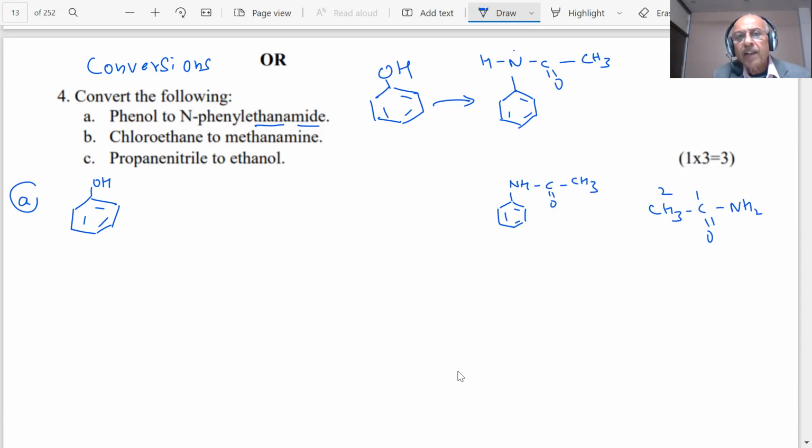This is N-phenyl ethanamide, also called acetanilide. The common name is acetanilide. Therefore, I know that if I have aniline, students, then I can do the acetylation of aniline with CH3COCl. And this takes place in the presence of pyridine, a strong base. We have just indicated you can get this. But how will you get aniline?